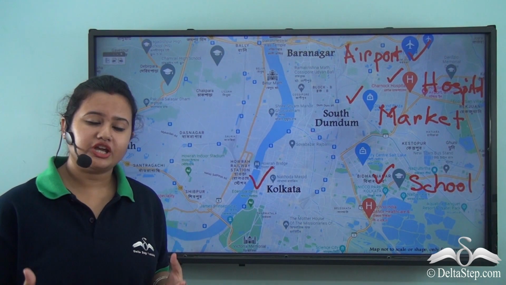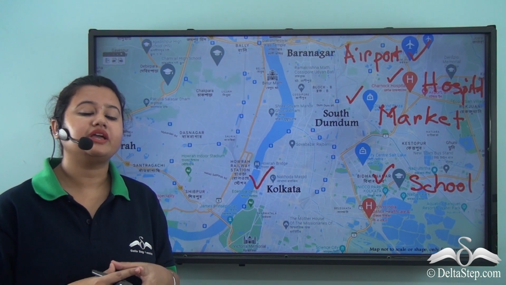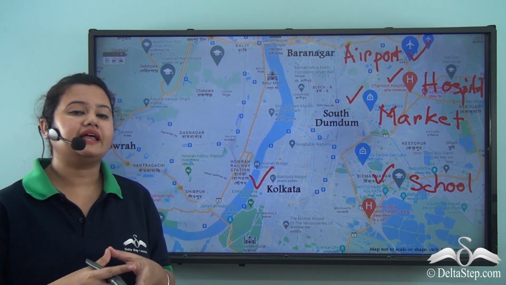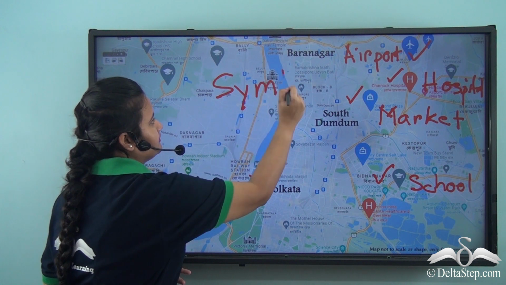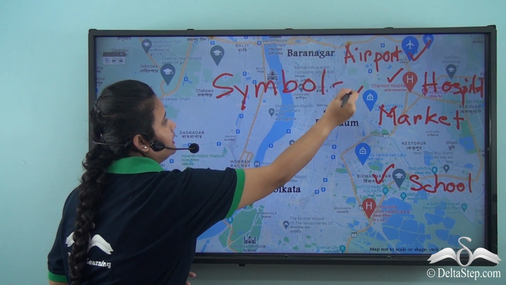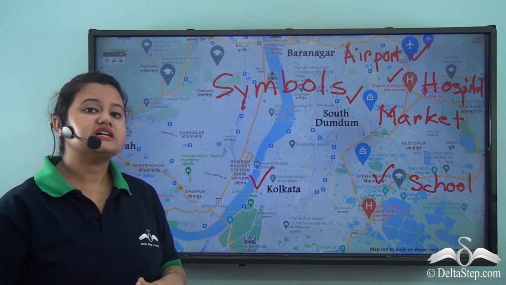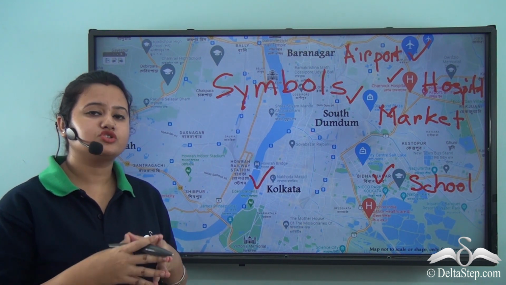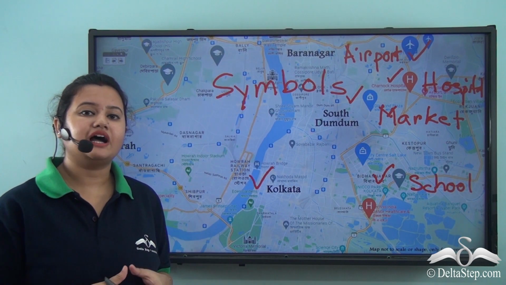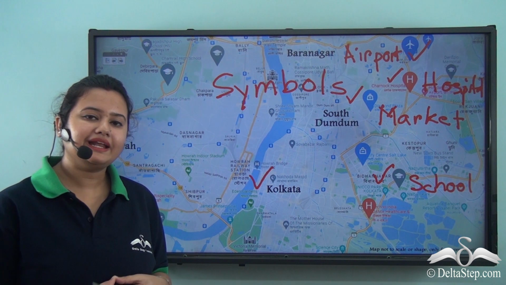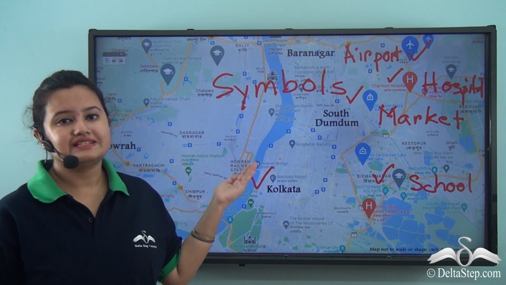So various shapes, colors and shades are used in maps in order to make them more comprehensible, and they are called symbols. Now, the advantage of symbols is that they can provide a lot of information about a place in limited space, and also these symbols are not language specific. So, any layman can understand the maps by referring to these symbols.